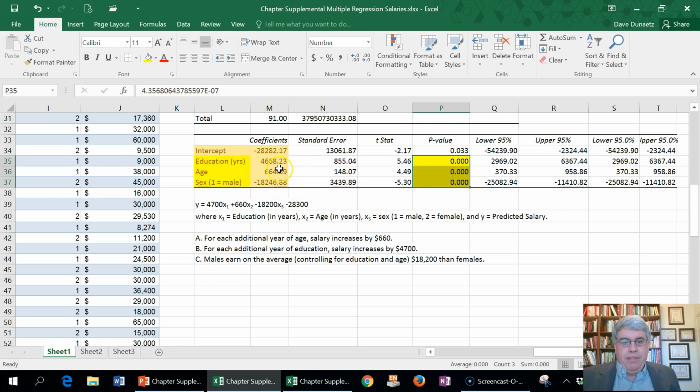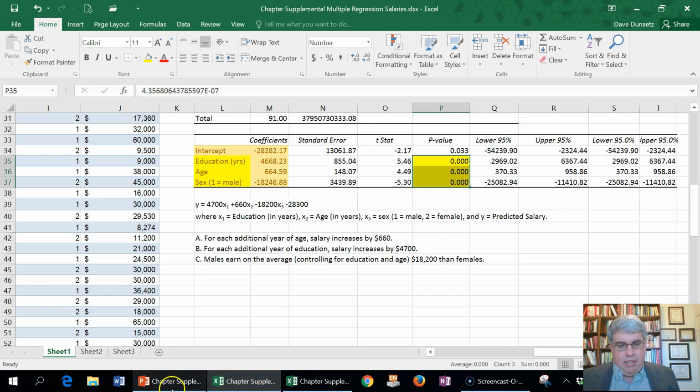So we can be sure of the directions of these coefficients because the p-values are zero. In fact, if we look at our confidence intervals, we'll see that for education, you get between 2,969 and 6,367 per year. Age, between 300 and 900. And the loss for being female is between 25,000 and 11,000. We can be sure, given these confidence intervals. So this one is always negative, these are always positive, and these are always positive also. So that's another way of saying that we can be sure that these coefficients are significant.